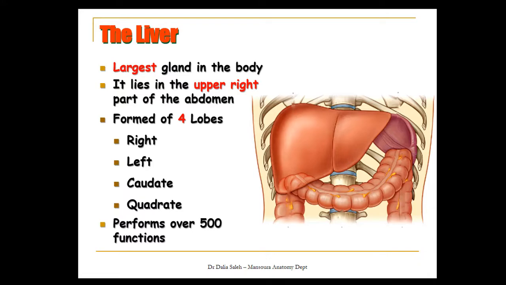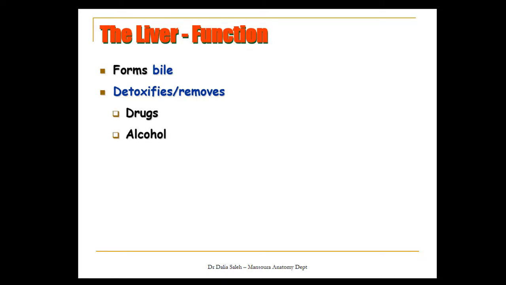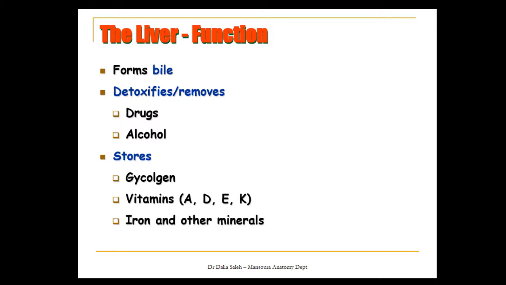And the liver performs many functions, over 500 functions in the body. Some of these functions are formation of bile, and detoxification, or removal of drugs from the body, or alcohol or other types of toxins. Also, it stores many substances like glycogen, like vitamins A, D, E, K, or fat soluble vitamins, like iron and other minerals, and also stores cholesterol.